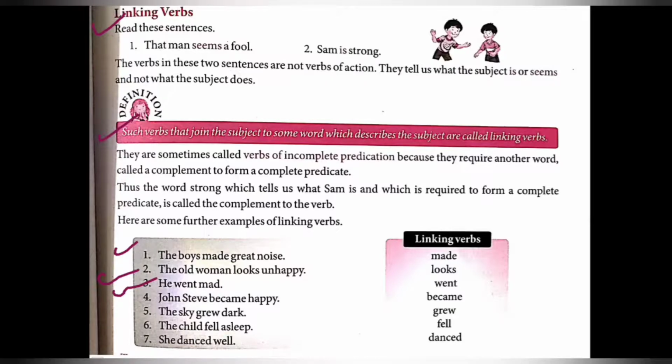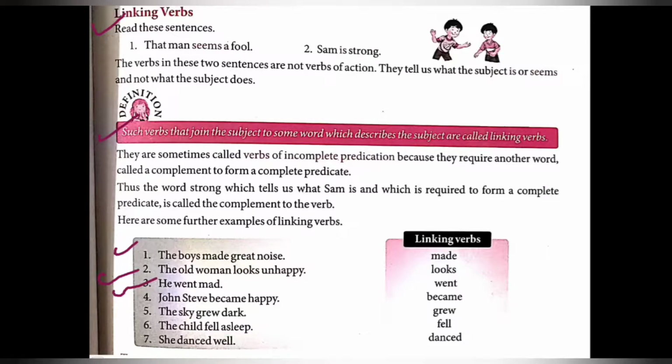So that is a linking verb. Here, he went mad. Here, he and mad. Mad is the state of being. Okay, how has he become? He has gone mad. So that is the state of being. So when the subject and the state of being are linked together using went, went is the linking verb.